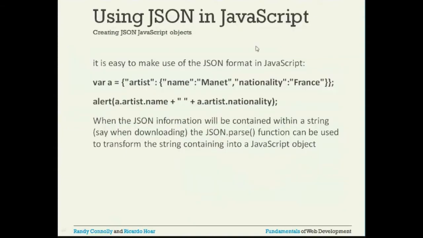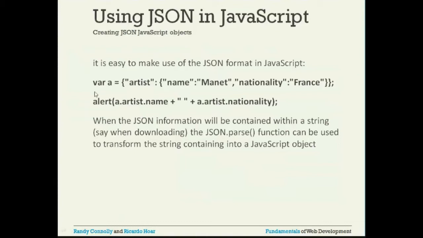Using JSON in JavaScript, creating a JSON JavaScript object, is very simple. Whatever the JSON format, it goes in line with how JavaScript objects are. So when we are using JSON with JavaScript, the usage is very seamless, and it is in line with how JavaScript works.